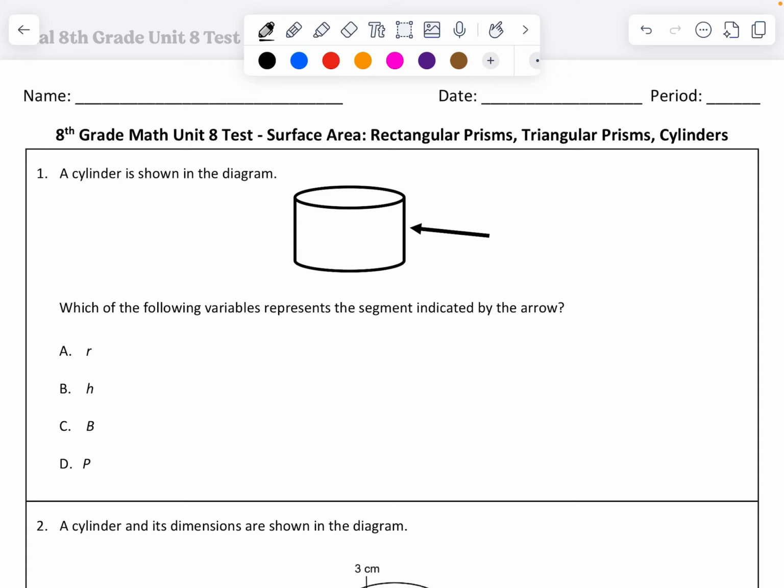Okay, so first thing is the cylinder, and it has this picture, and it's wanting to know what this side right here would be. Well, it's going straight up, and it connects the bases, so that would be your height. Because the radius would be in the middle of the circle. The big B is actually two numbers getting multiplied together, and the perimeter is the distance around the base. So height is the correct answer.